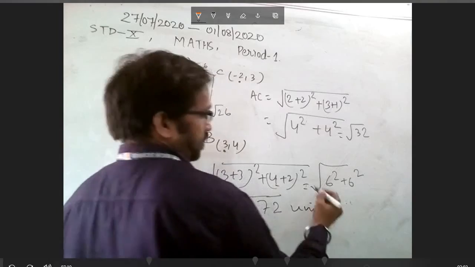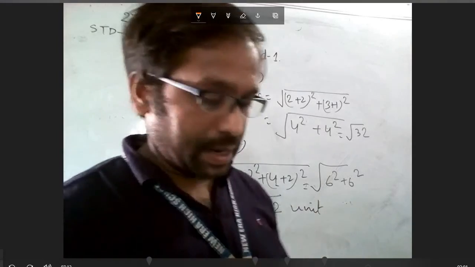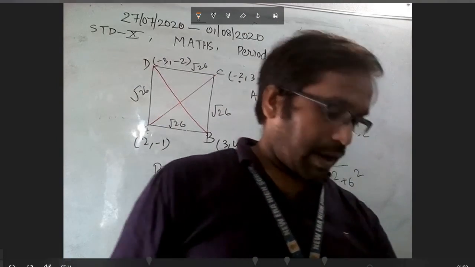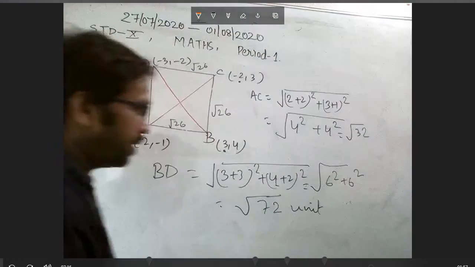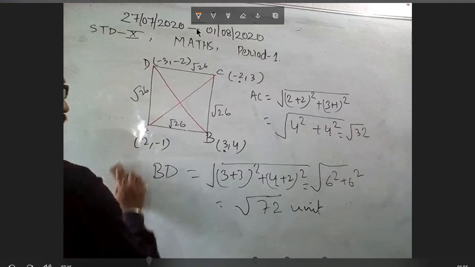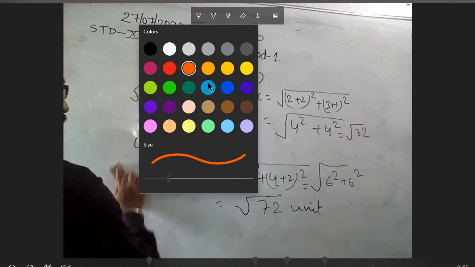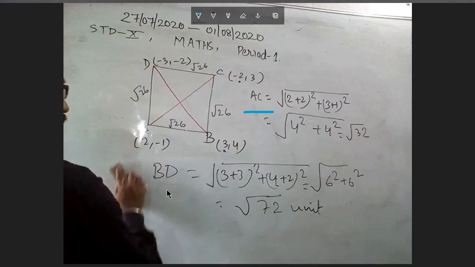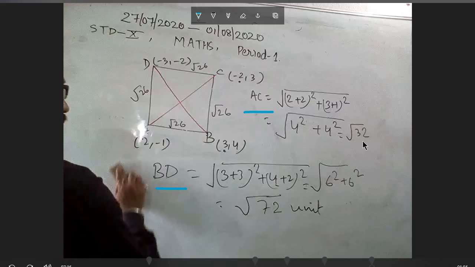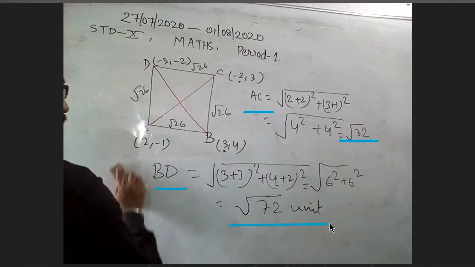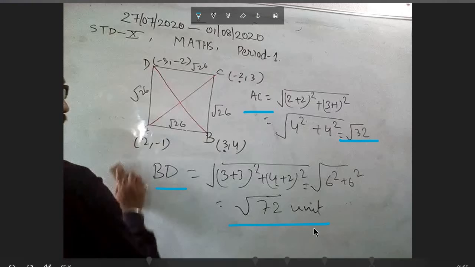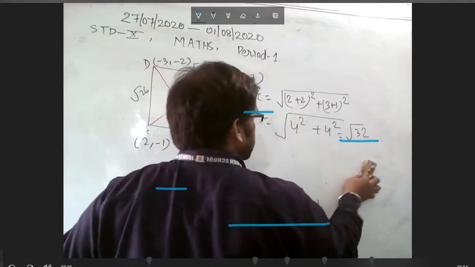So one thing is very clear, that my AC and BD are not equal, so we have a chance here. AC is under root 32, BD is under root 72, so they both are different here. So we can say all four sides are equal, but the diagonals are not equal, so it is a rhombus only. So our problem is solved.